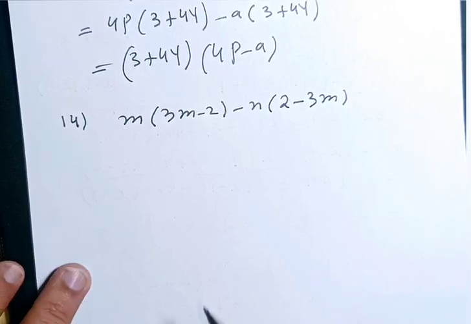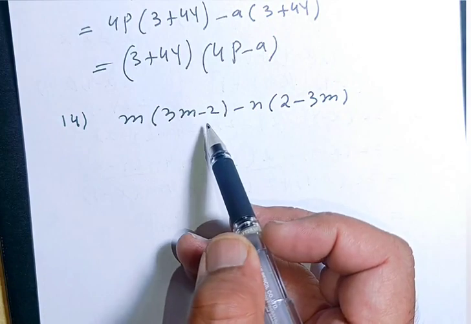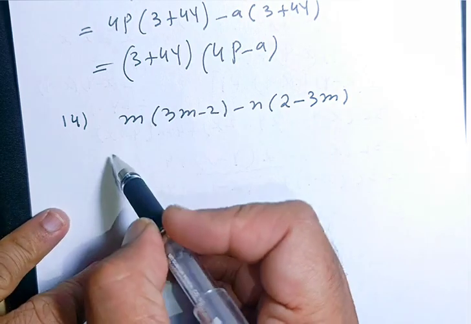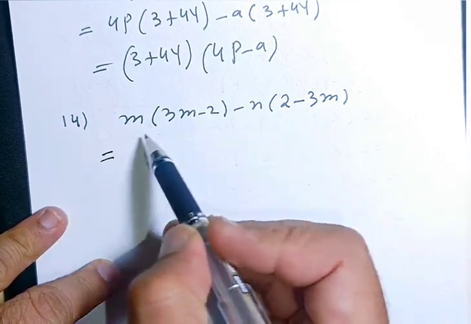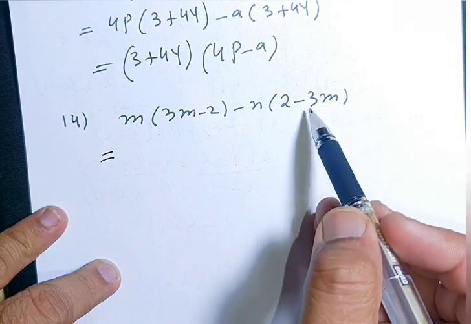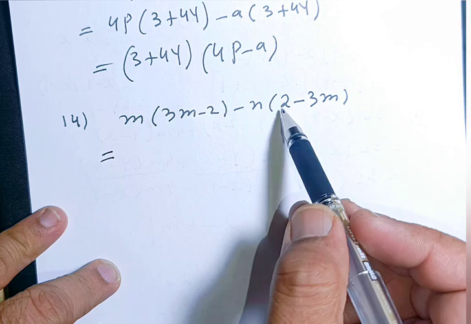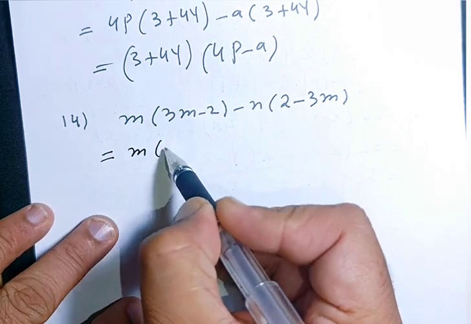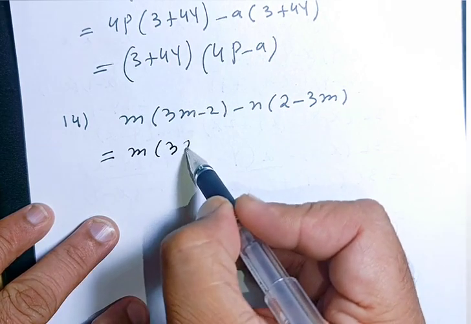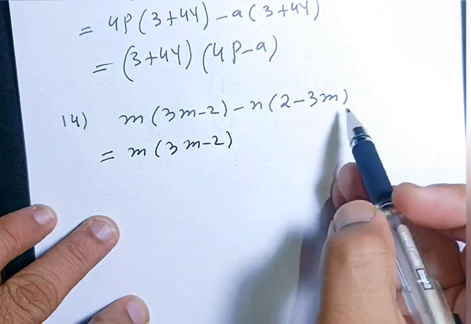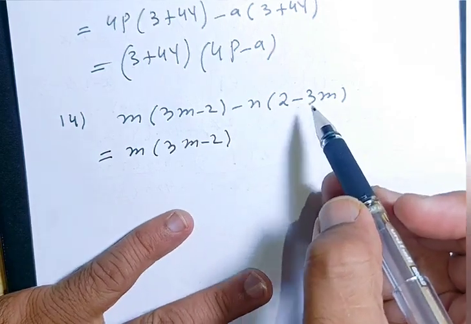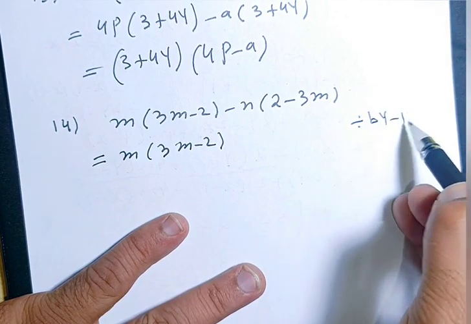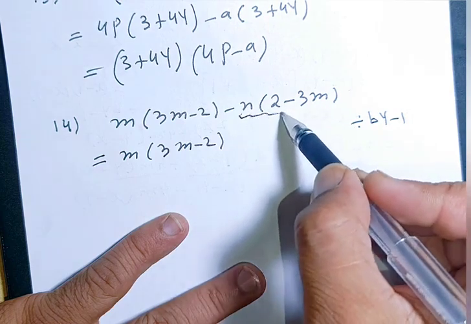This is my final question. m bracket 3m negative 2 minus n bracket 2 negative 3m. So I'm going to solve this one. I need to modify the second expression in order to factorize. So m bracket 3m negative 2 as is. Now I'm going to modify, because there's a negative sign here, so I have to divide by negative 1 the whole expression, only this one.